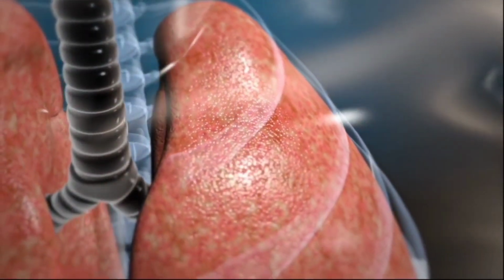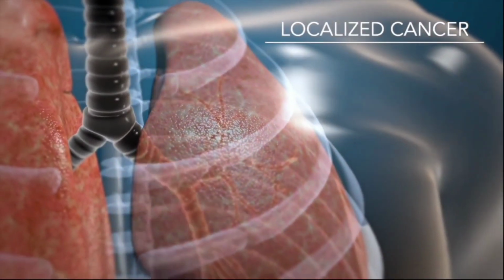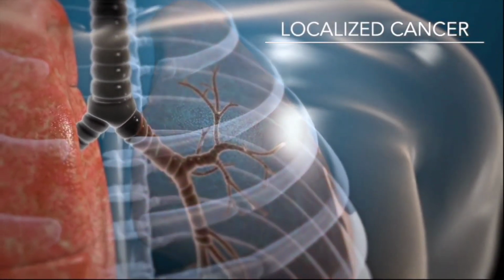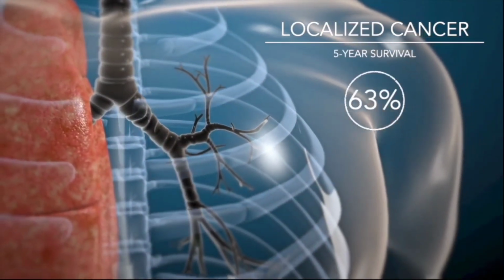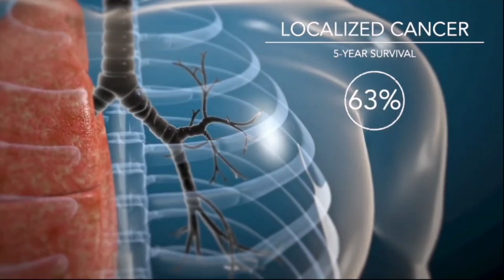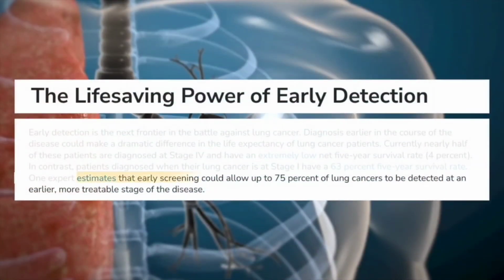In contrast, about 1 in 5 lung cancers is diagnosed while in the early stage, where the cancer is relatively small and contained within the lung. The 5-year survival rate here is 63%, highlighting the importance of early diagnosis. Experts estimate that early screening could allow up to 75% of lung cancers to be detected at an earlier, more treatable stage of the disease.